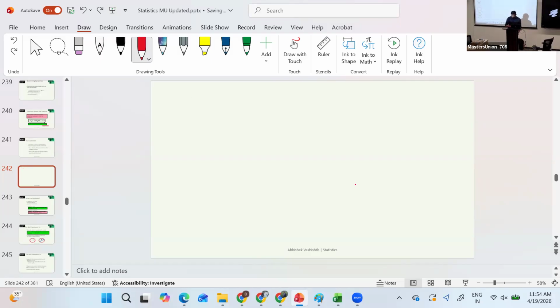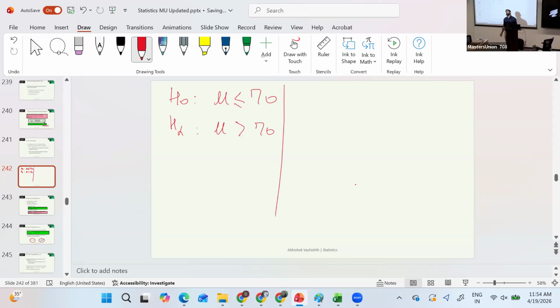What will it be? What will the null hypothesis be? At most 70 means maximum 70. That means 70 and equal to, less than or equal to. So mu will be less than or equal to 70, and the alternate will be.